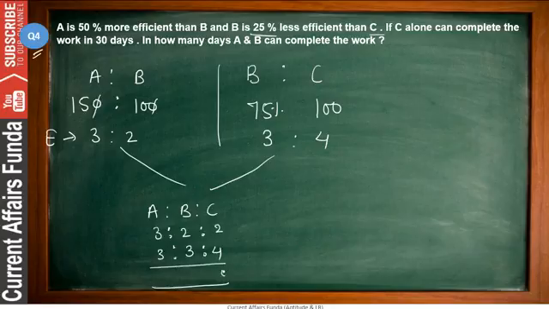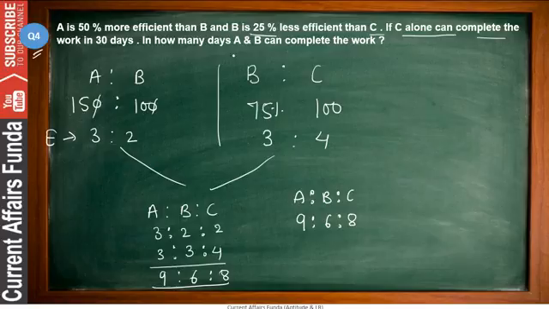Friends, multiply all the digits. 4 into 2 is 8, 3 into 2 is 6, 3 into 3 is 9. So the ratio of A to B to C will be 9 to 6 to 8. And the question is saying if C alone can complete the work in 30 days, then we can see the efficiency of C is 8. So 8 into 30 days will be the total work.